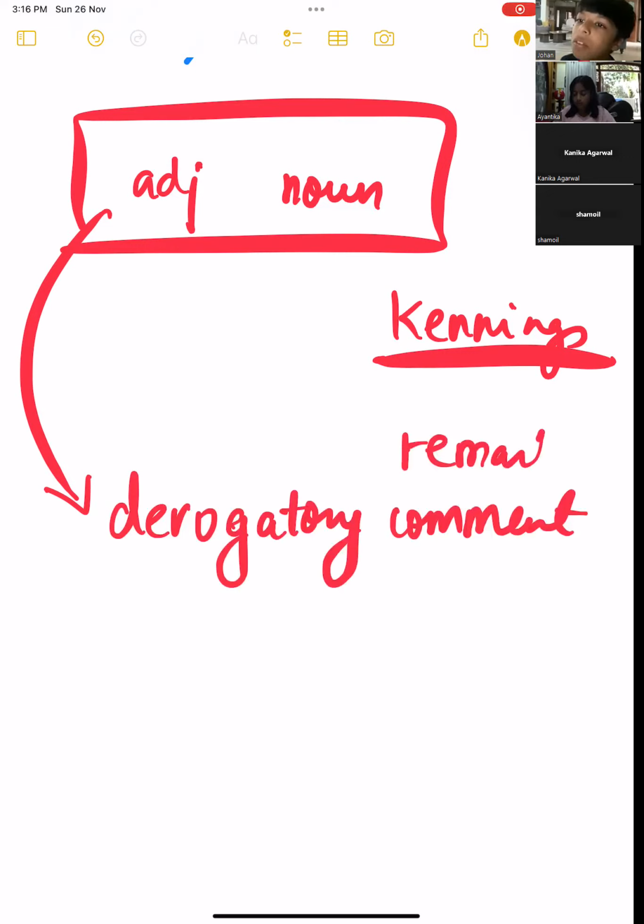Can we use it like this, that Ria faced derogatory every day because of her ugly appearance? No. Derogatory what? Derogatory is an adjective, right? So you have to say derogatory comments.